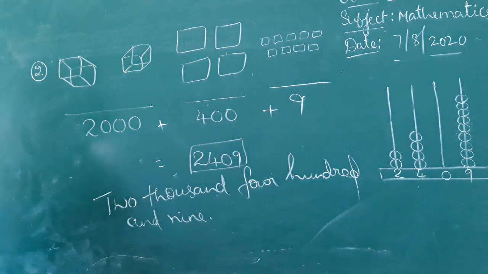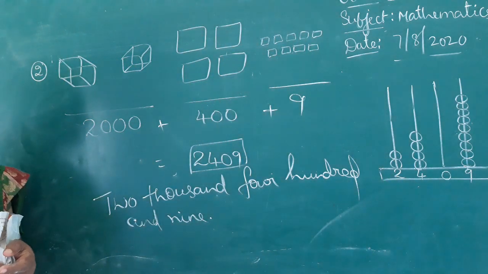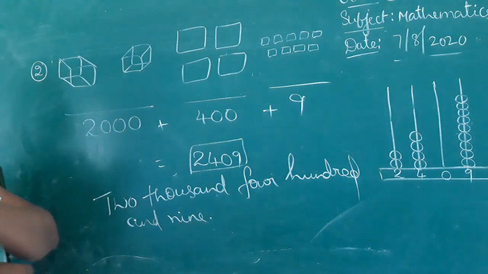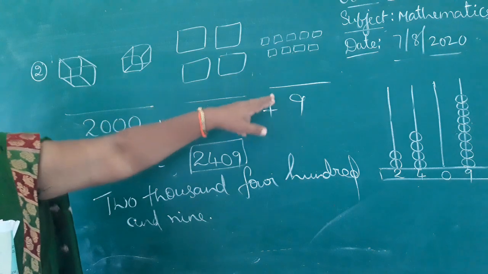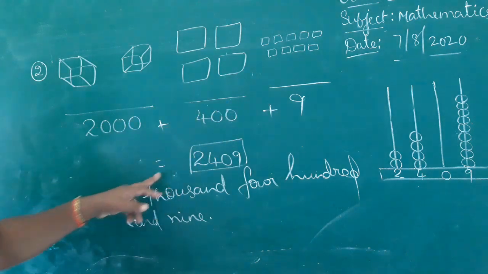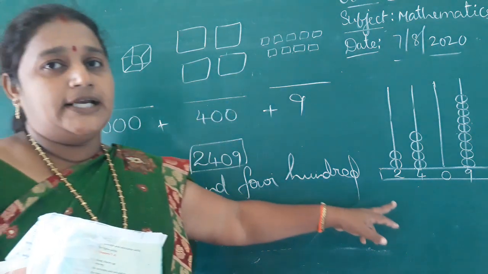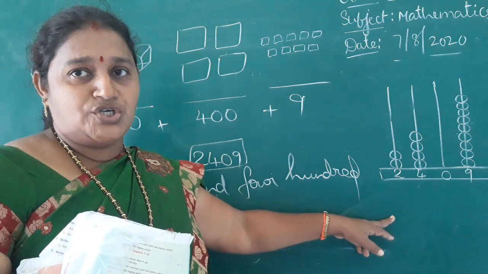Like that you can show that on abacus. Okay, children. What is that? 2 squares, 2400s and 9 ones, 2409. So you can show that on abacus also. Okay, children.